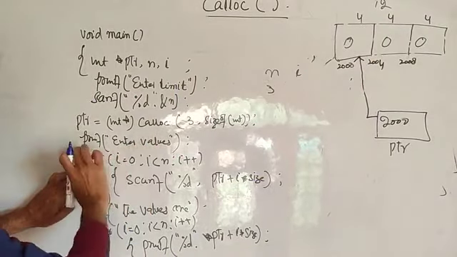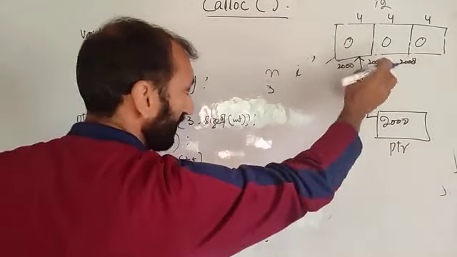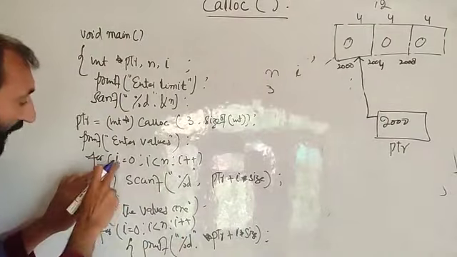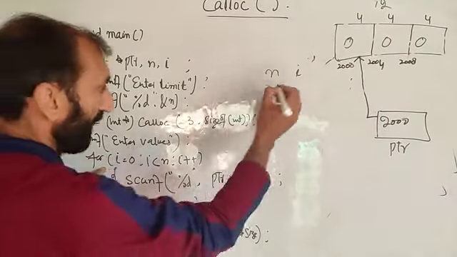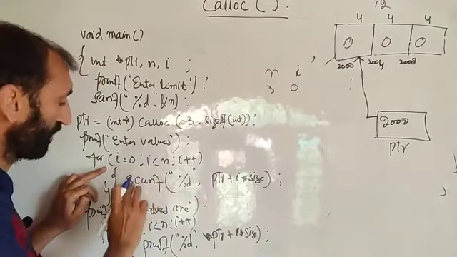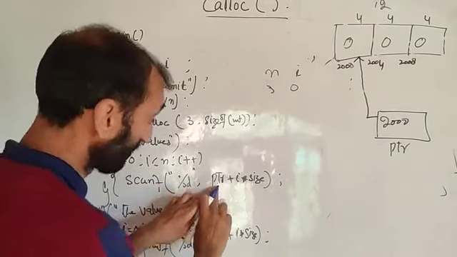Now we are going to initialize it. By default, it contains zeros. Okay. For i equal to 0, that means the value of i is 0, I have initialized. i less than n, yes, 0 less than n, the condition is true. Second, %d, ptr. What is the ptr?